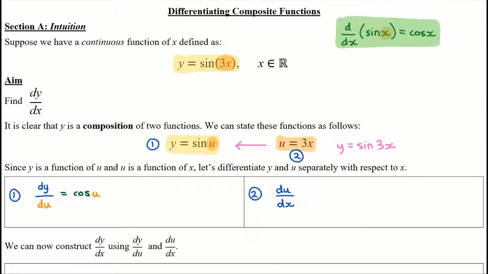So let's do that. Now, if we differentiate u with respect to x, differentiating 3x is just going to give us 3. Okay, so we now have 2 separate derivatives. We've differentiated y with respect to u in equation 1, and we've differentiated u with respect to x in equation 2. So our job now is to find out what the derivative dy by dx actually is.